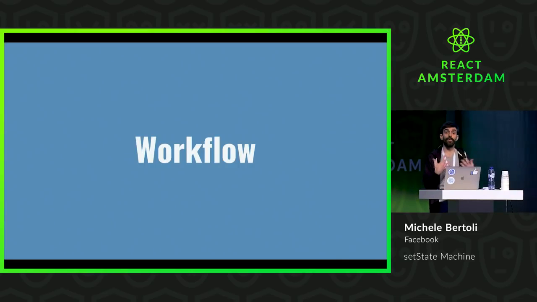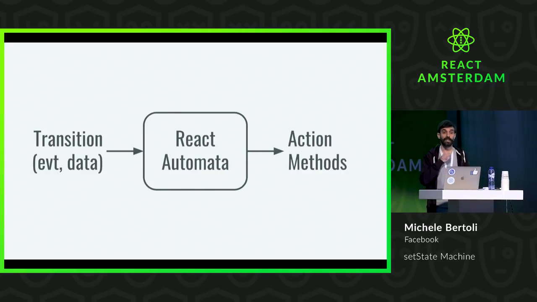So the workflow when you use React Automata is even simpler, like it's one level above. So you just send transitions to the state chart with an event and some data. React Automata uses setState under the hood to calculate the current state, the next state, all the actions, and it fires all the action methods for you. You don't have to think about that.